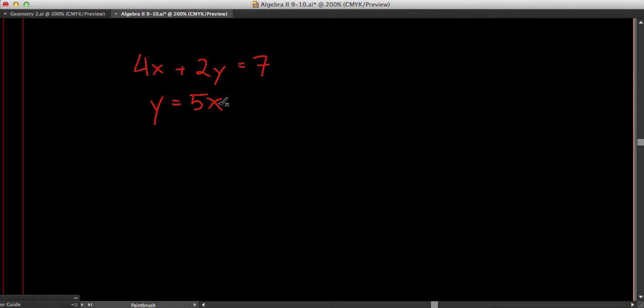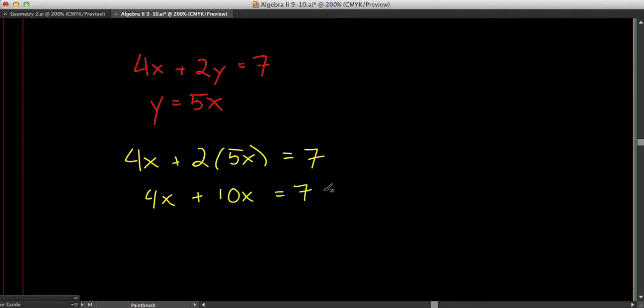that you're using. So what we can actually do is take the 5x, which we know is equal to y from the second equation, and we can replace that y in the first equation with that 5x. So what that looks like is this. If we rewrite this first equation, we can say 4x plus 2 times 5x is equal to 7. Because all we did was replace the y with a 5x, because they're equal. So then we're left with 4x plus 10x is equal to 7. So 14x is equal to 7, or x is equal to 1/2.